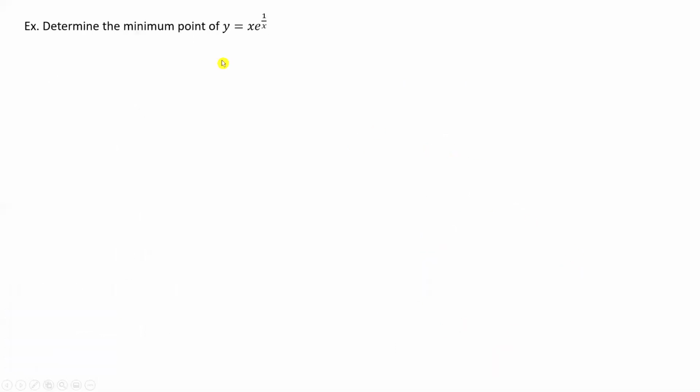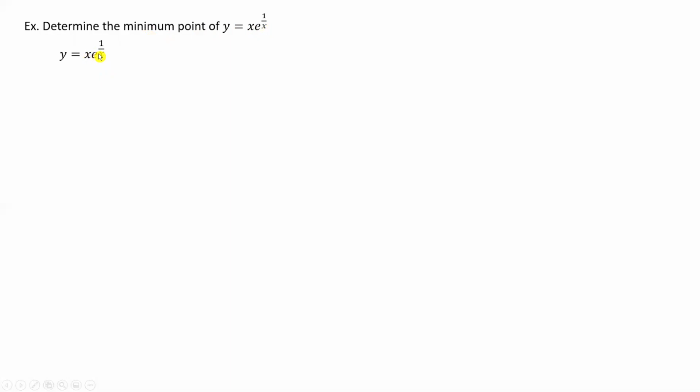Why don't you try this on your own? Determine the minimum point of y equals x e to the 1 over x. Let's do exactly what we did last time. To find a minimum, we'll find the slope. The slope is the derivative, and we'll use a product rule.